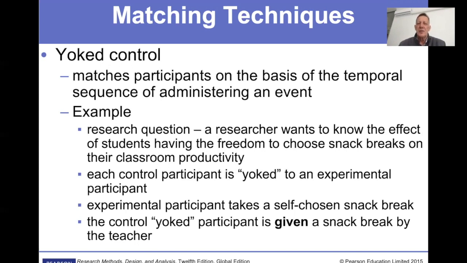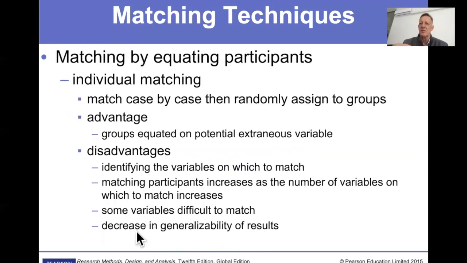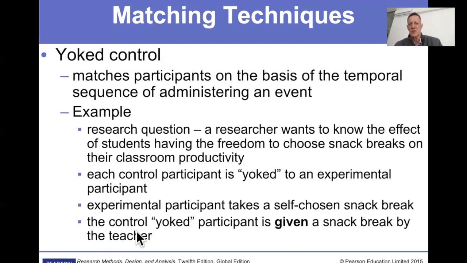And each control participant is yoked or attached to an experimental participant. So as soon as the experimental participant in class, for instance, says, I want to have a snack break, then the control attached or yoked participant is also given a snack break by the teacher, and you can do whatever measurements you want to do. Just understand the issue of matching in terms of these different strategies.